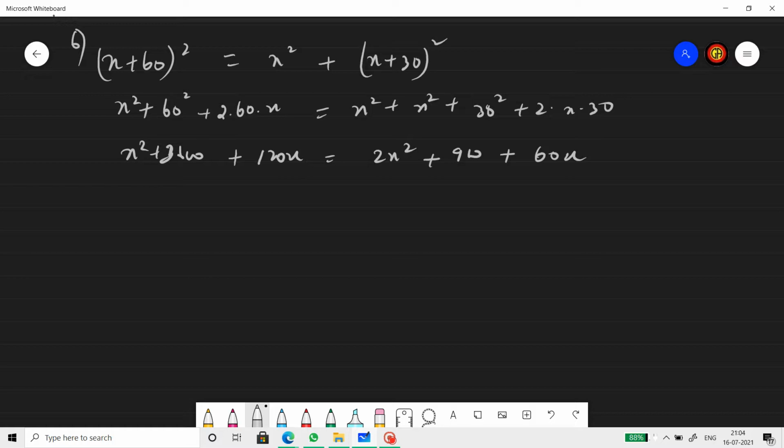Now let's take the terms to one side. So 2x square plus 60x minus 120x plus 900 minus 3600 and minus x square equals 0.